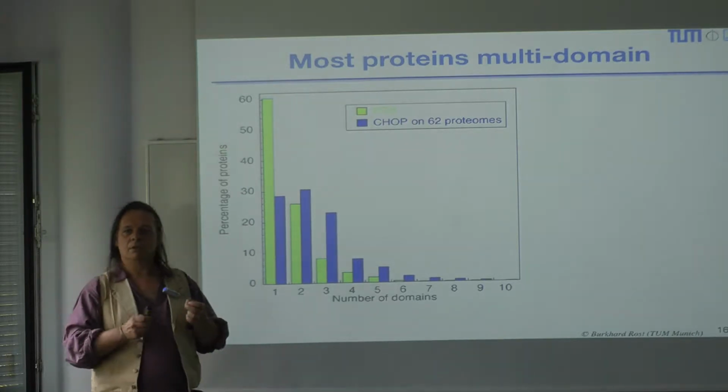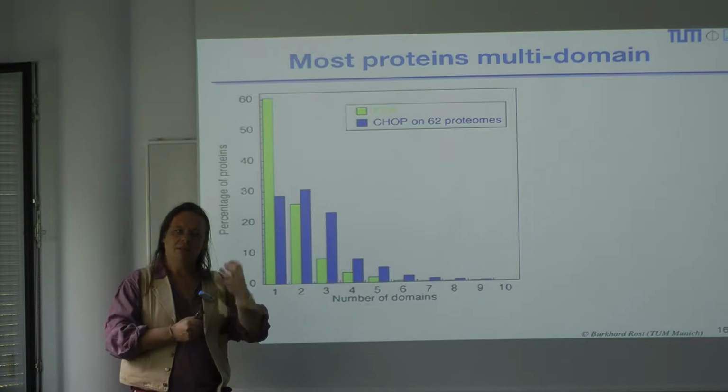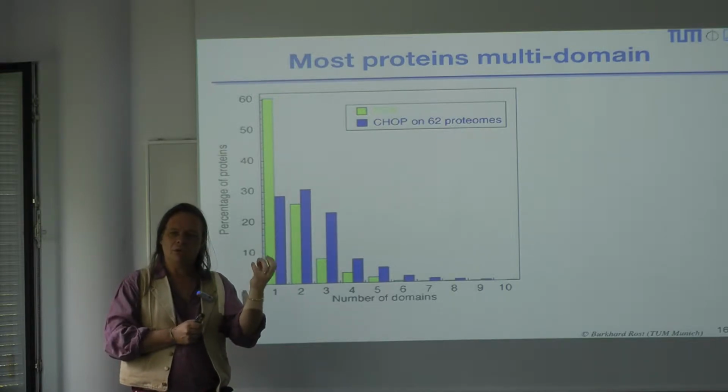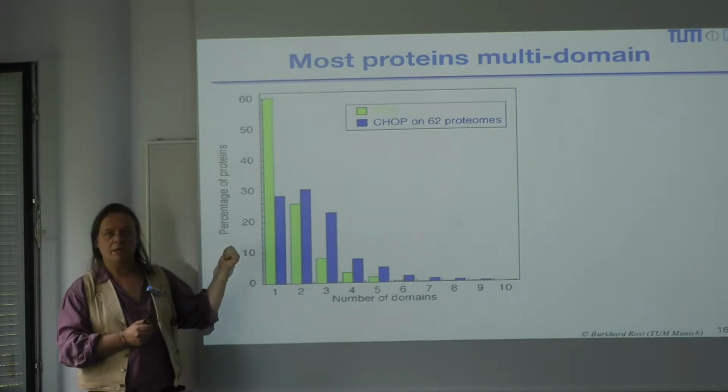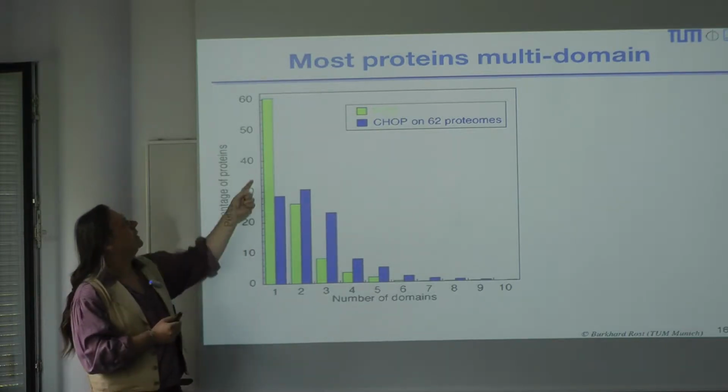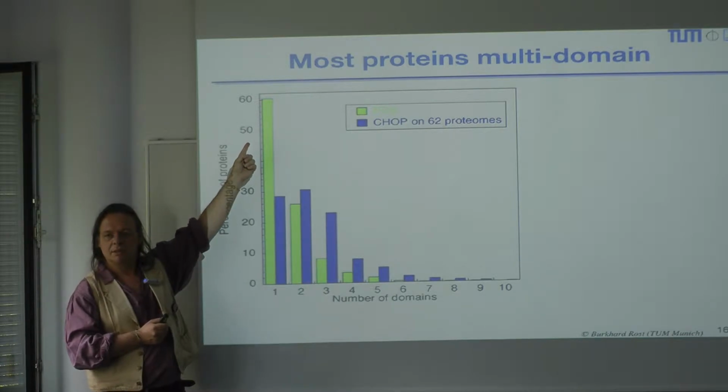So the best way to define domains, to delineate domains, to see where the domain is, is to look at the three-dimensional object. For all the three-dimensional objects that we know, in green here, not the vast majority, but more than 51%, in fact, have only one domain.